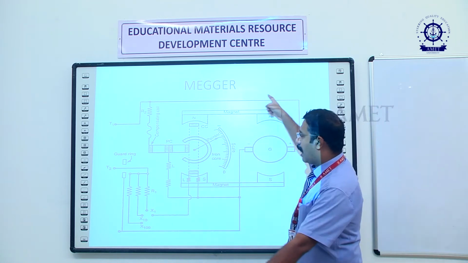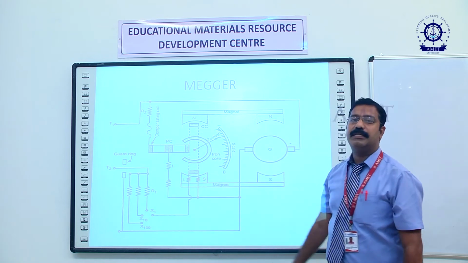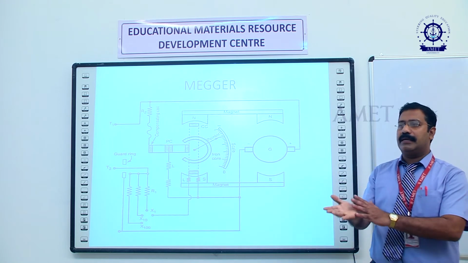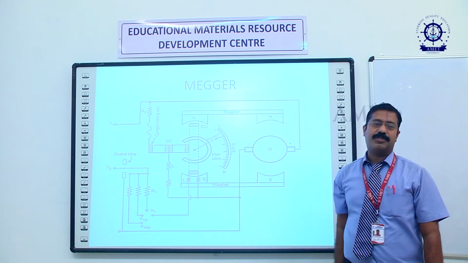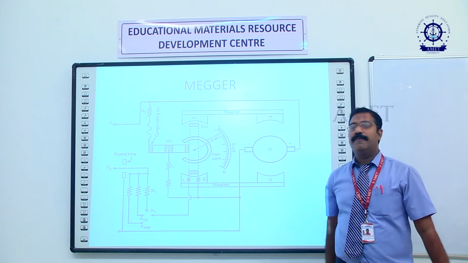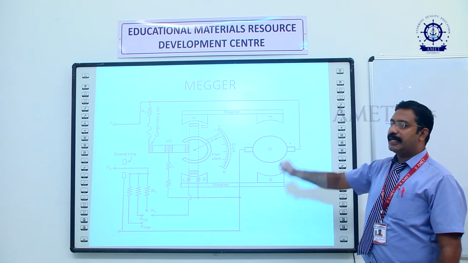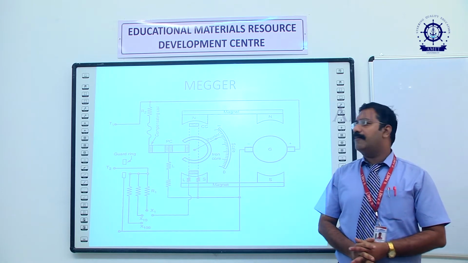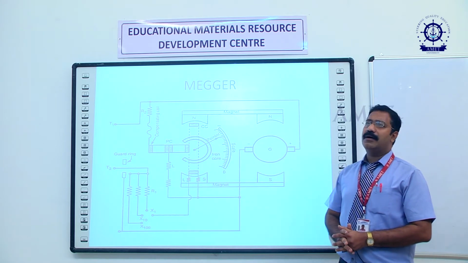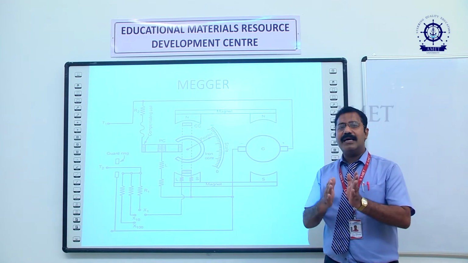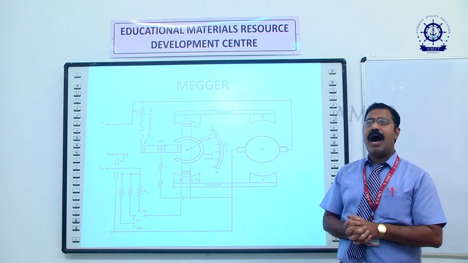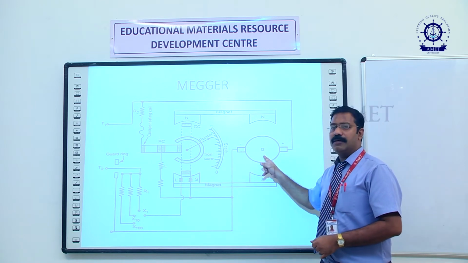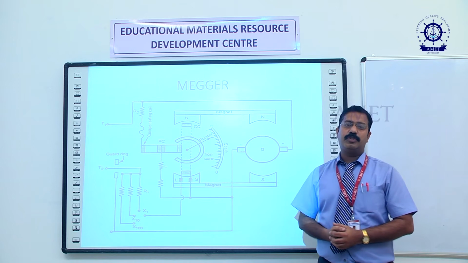This EMF will appear across the terminals T1 and T2. For better accessibility or for varying the range, we have selector switches so that the ranges can be varied. Therefore, this voltage has appeared. Now how to measure the resistance? We know the formula that R is equal to V by I. V is nothing but the voltage, which is the EMF developed within this generator.